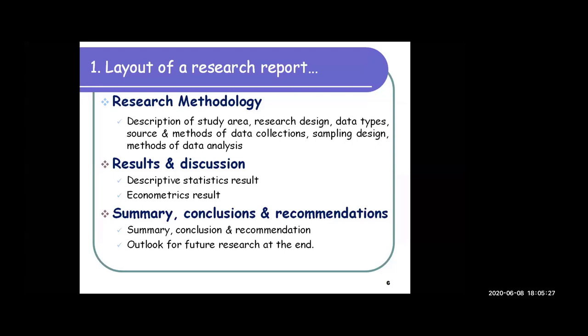If you also apply econometrics models, specification of models and definition of variables will also be included in the research methodology part. The subsequent results and discussion part also constitutes mainly two parts. In some cases, a report on descriptive statistics results is presented at the beginning. Subsequently, a discussion on the econometrics model will follow if you apply one. And the last part of the main research report will constitute summary, conclusion, and recommendations. And then one thing you also need to distinguish is a summary versus a conclusion.